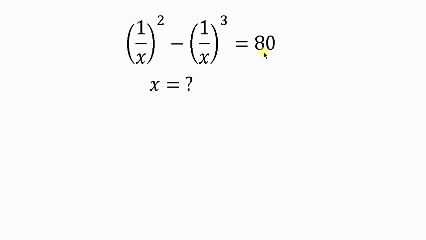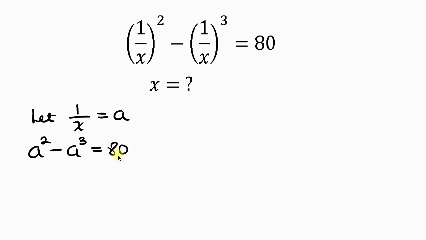Our first step will be for us to introduce substitution, as in say, let 1 over x be equal to a. That means wherever I see 1 over x, I'm going to be putting a there. So this first term now becomes a raised to the power of 2, minus the second term becomes a raised to the power of 3, and this is equal to 80.